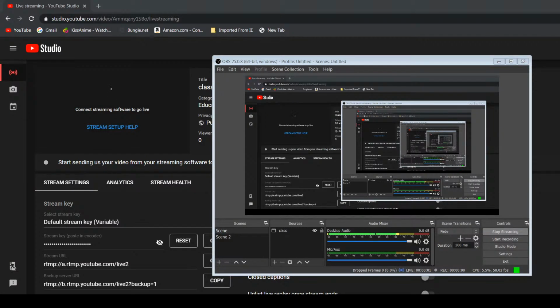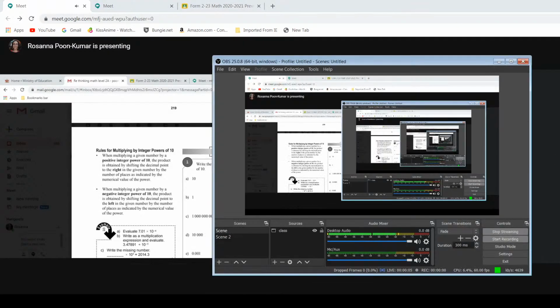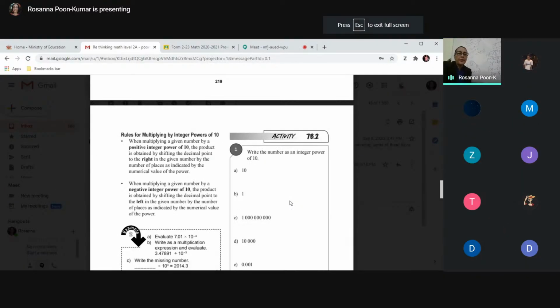So this activity here, 7B.2, rules for multiplying by integer powers of 10. When multiplying, these rules that I'm reading out for you are important. When multiplying a given number by a positive integer power of 10, the product is obtained by shifting the decimal point to the right in the given number by the number of places as indicated in the index. Okay?